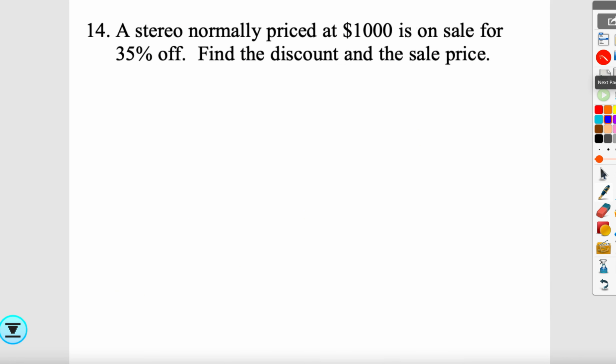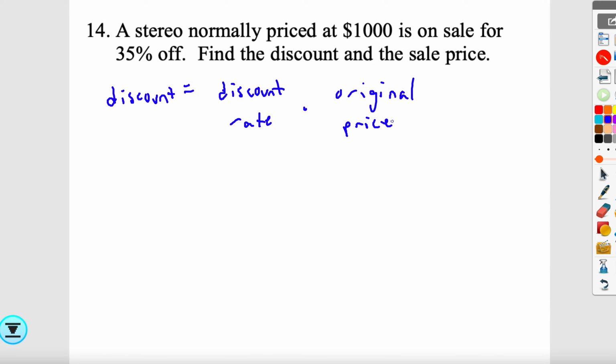A stereo normally priced at $1,000 is on sale for 35%. Find the discount and the sell price. So to get the discount, that's pretty much the discount rate times the original price, or the purchase price. So we want to find the discount, so we're looking for this. The rate of 35% is going to be 0.35, right? Make that into a decimal, times 1,000.